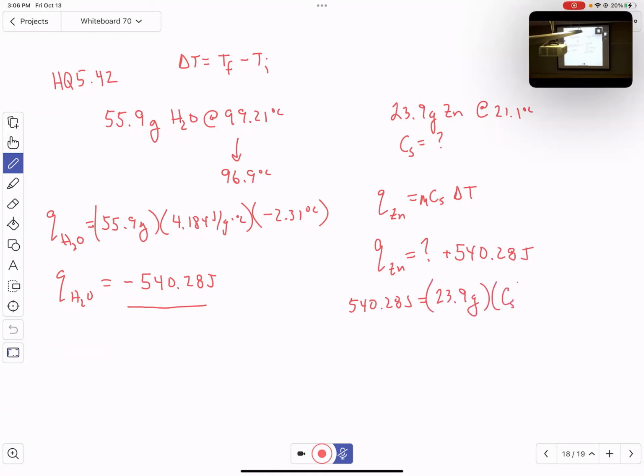540.28 joules equals my mass, 23.9 grams of zinc. I'm looking for the specific heat. And then to get delta T, we need our final temperature. What is the final temperature of our zinc? That's our initial temperature, 21.1.